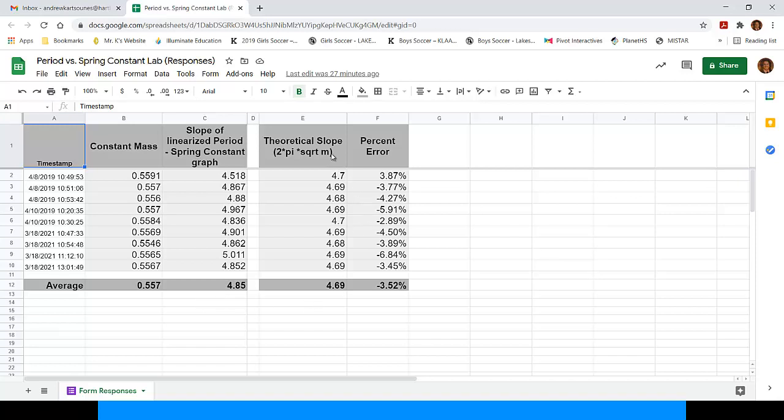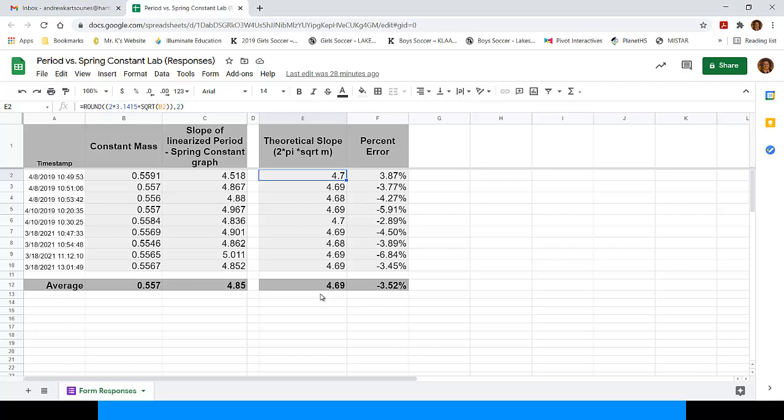But over here, look what I calculated. I calculated the theoretical slope from our derivation. I took 2 times pi times the square root of this mass. See, if I click on one of those, see the equation? 2 times pi times the square root of the mass. Okay? And then I did a percent error between the theoretical and the experimental and listed it right here. Okay? And we are pretty close.